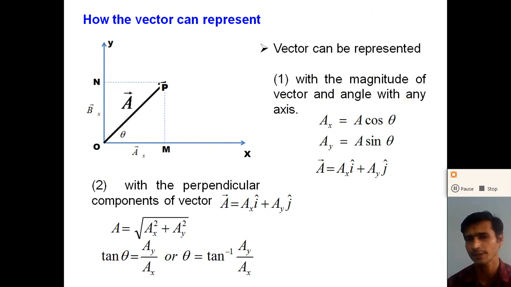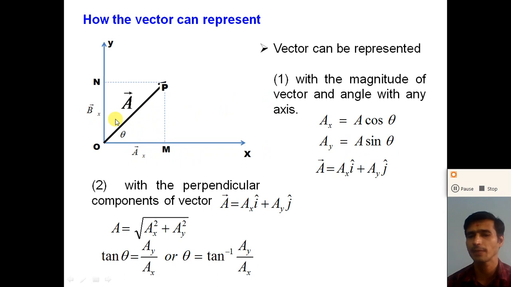So a vector can be represented with the magnitude of the vector and the angle with the axis, right? Suppose here we consider that vector A is represented by its magnitude a and the angle with the x-axis is theta, right? Or similarly we can represent this vector with the angle with the y-axis, that is alpha, right? So this method is used to represent the vector. So the magnitude of the vector and the direction we can represent with the help of the angle with any axis. So here the vector A has a magnitude A and the angle with the x-axis is theta. We can represent it with the angle with the y-axis also.